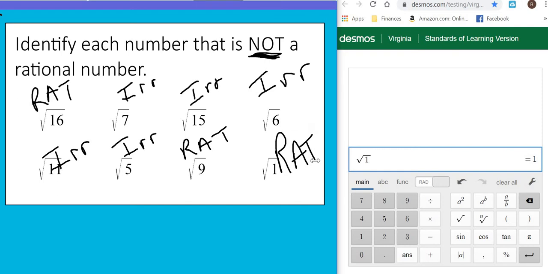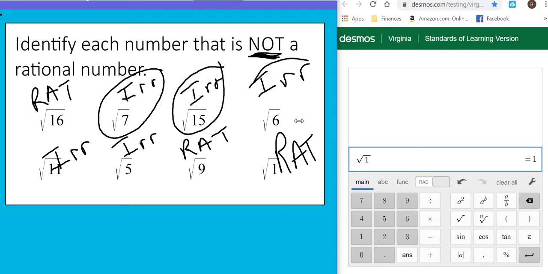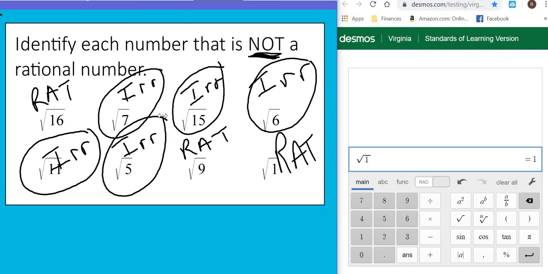So that means the ones that are not rational are square root of 7, square root of 15, square root of 6, square root of 11, and the square root of 5. All of those are square roots, and they are non-perfect squares. That's what makes them irrational. All right, let's try our next one.